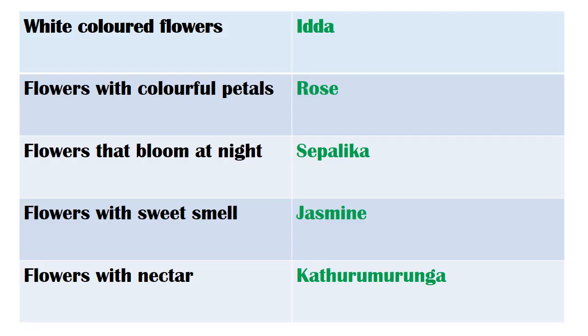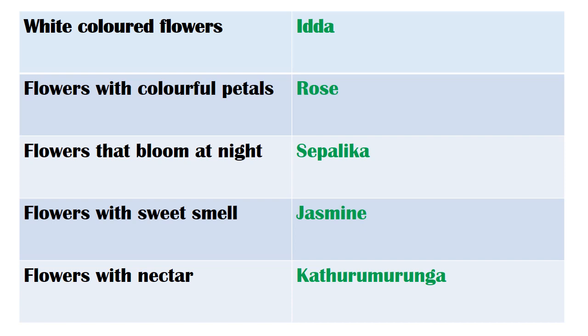Let's do a simple activity to observe the flowers. Some white colored flowers. Flowers with colorful petals. Flowers that bloom at night. Flowers with a sweet smell. Flowers with nectar. I have given you some examples. Then you can add some more.